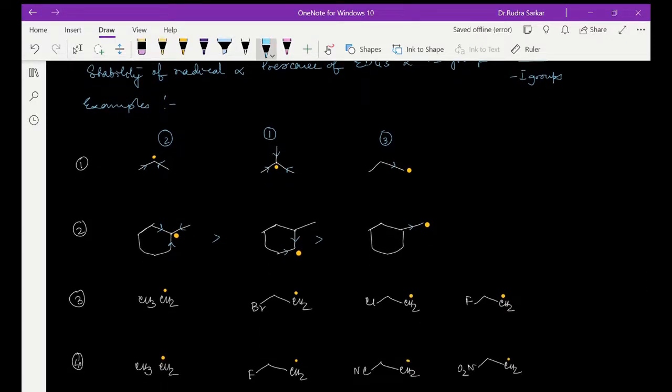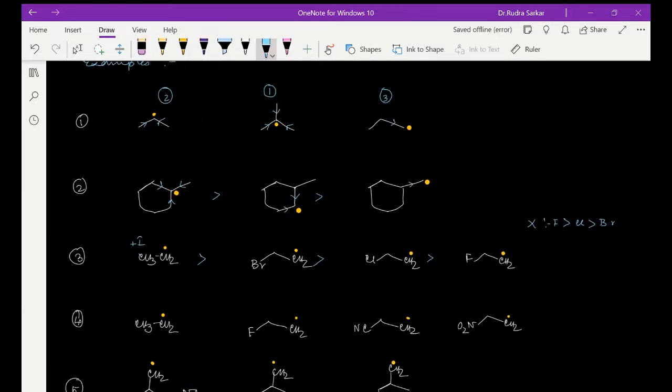In the next case, if we check the chi, then chi of F is greater than Cl, which is greater than Br. So fluorine when attached to the radical will destabilize it most. So the most stable one will be the one in which we have a plus I effect, followed by the bromine, followed by the one in which chlorine is attached, and last it will be fluorine.